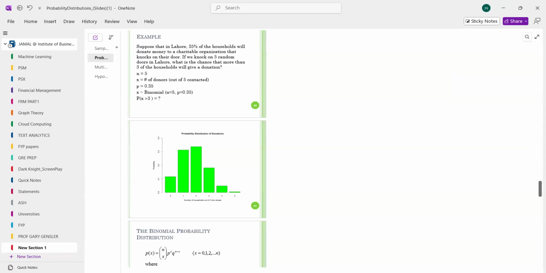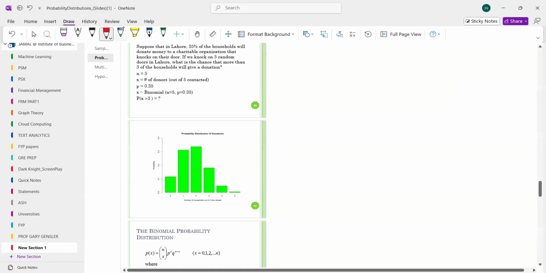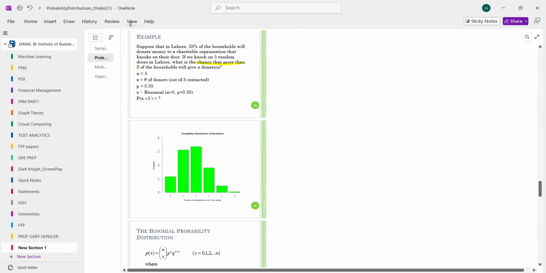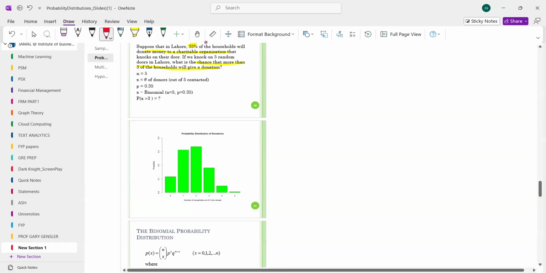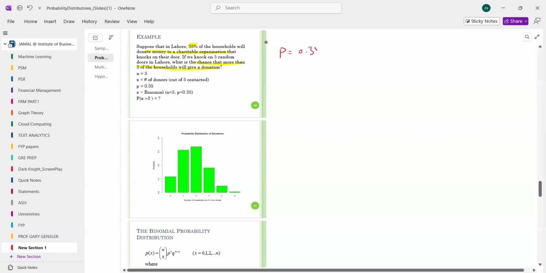Okay, so now here first you need to understand what you are interested in. You're interested in knowing the chance that more than three households will give a donation. So you're looking for the chance that people will make a donation. And now look for the probability. This 35%, is this the probability of giving to charity, or the probability of not giving? This is the probability of donating money to the charitable organization, right? So this is your P, because this is what you're interested in. So your P is 0.35.